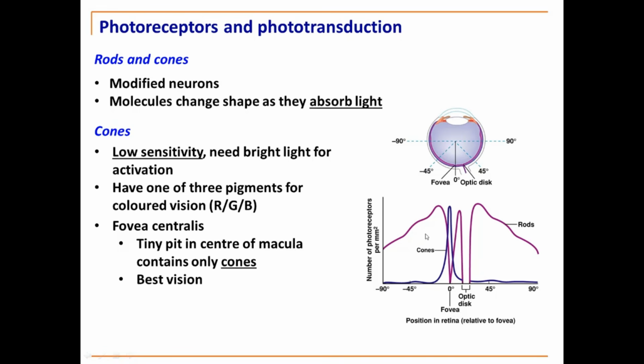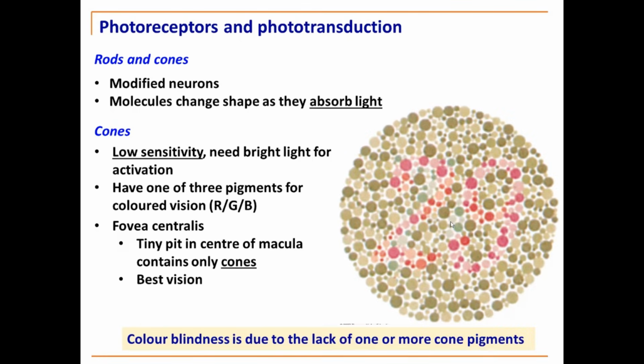And you can also see going the other way, you've mainly got rods away, apart from in the macula, and in particular right in the middle of that, the fovea, where you've got a huge number of cones, and that's where you get your color vision, and that's where you get that best vision, that best acuity. And color blindness is due to the lack of one or more of those cone pigments.